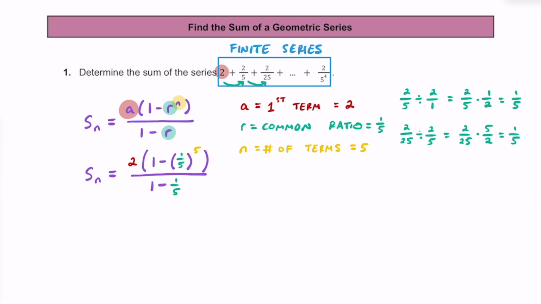Now that we have all the pieces in the right spots, don't worry about actually calculating this. We can just throw this whole thing into a calculator. So feel free to pause the video if you want to type that into a calculator yourself to make sure that you get the same value, and then unpause when you're ready to see the answer. When I put this into a calculator, I'm getting 2.499. This right here would be the sum of this finite series up to the 5th term.